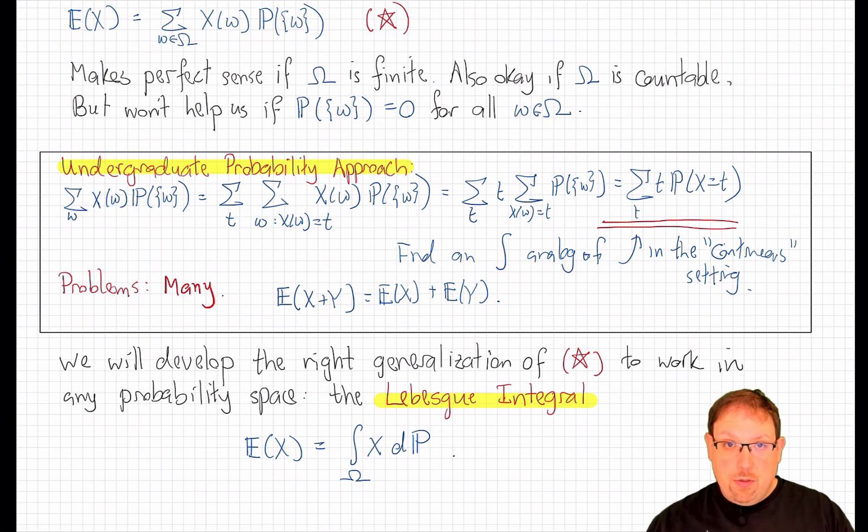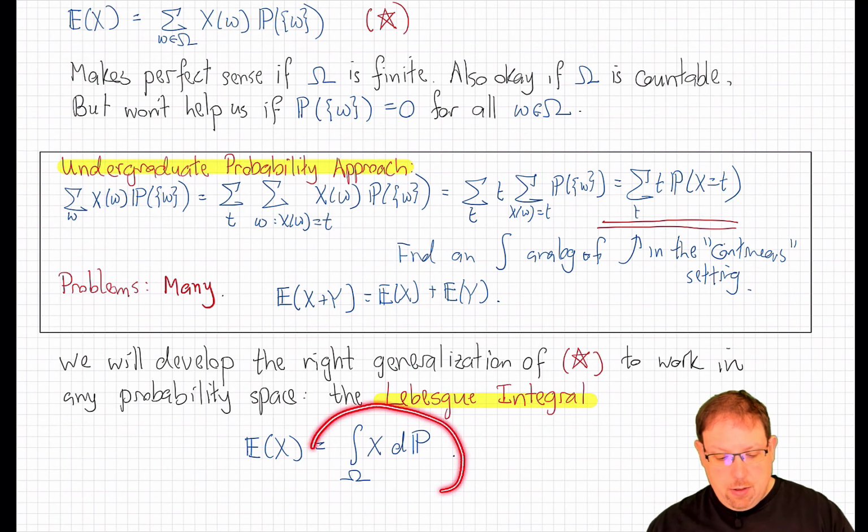Instead, to go from the finite or countable discrete setting to a more general setting, we're going to recast what this thing is, and we're going to see that it is actually an integral already. It is the Lebesgue integral of X with respect to the probability measure P. And so that will be our goal after understanding some of the basics of random variables, is understanding how to integrate them.